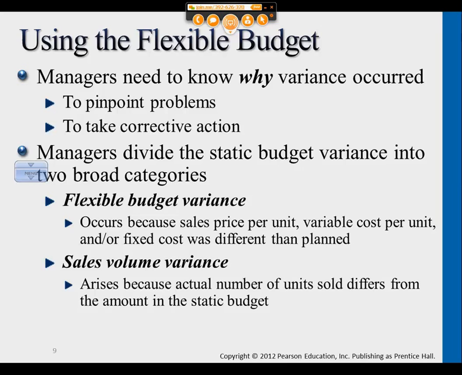Okay, so three: sales price per unit, variable cost per unit, and the fixed cost. And then the other is the sales volume variance. What it does, it increases when the actual number of units sold differs from the amount in the static budget. We'll look at this in more detail in a second, right? So the last one, the sales volume variance, is the volume difference between actual sales and the budgeted sales.